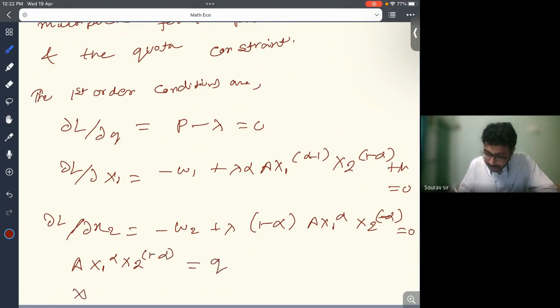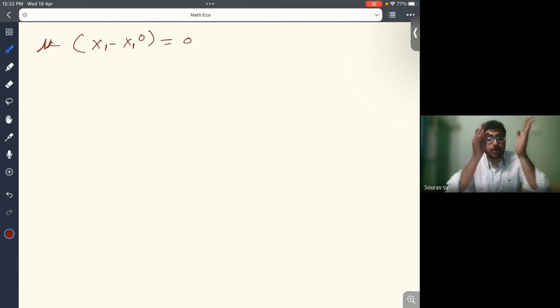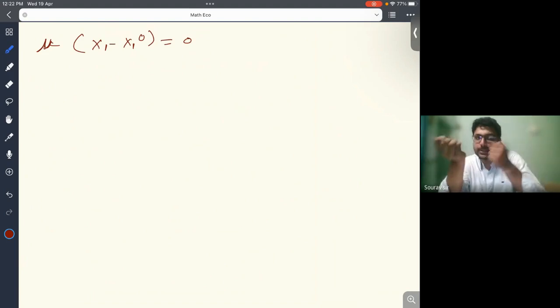And also it is given here that x1 minus x1 to the power 0 is less than or equal to 0. Again, I can write it as mu of x1 minus x1 to the power 0 is equal to 0. So here we are converting this into the complementary slackness conditions. So we have to apply the Kuhn-Tucker complementary slackness conditions.